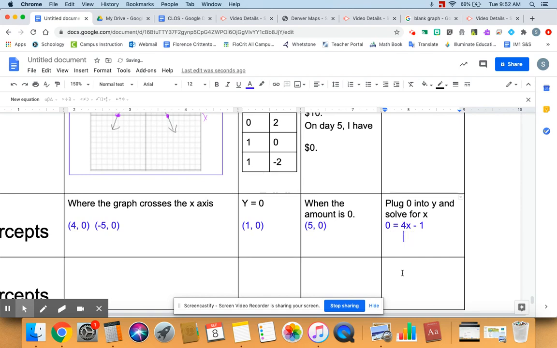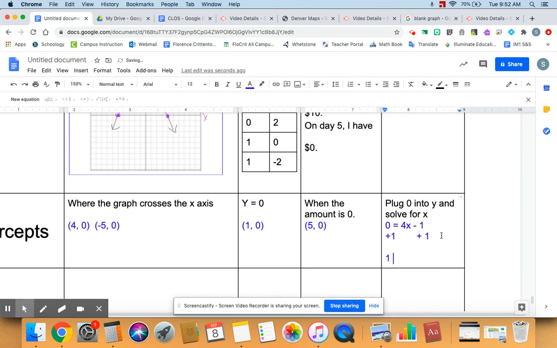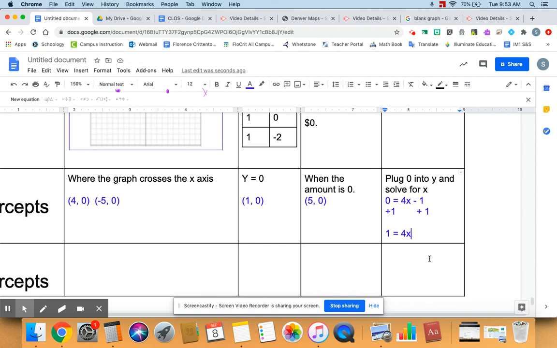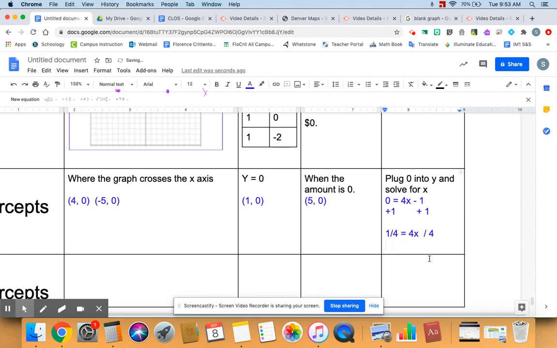So my first step is to do what? I need to add 1. And that means I have to do it on this side of the equal sign as well. And so 0 plus 1 becomes 1 equals 4x, because these two cancel each other out. Now how do I get rid of the 4? We divide. If I divide this side by 4, I have to divide this side by 4, my two 4s on this side cancel. So 1/4 equals x, because these two 4s went away.